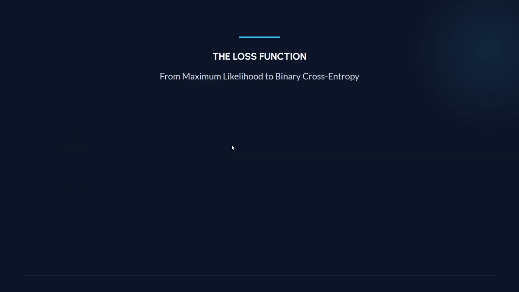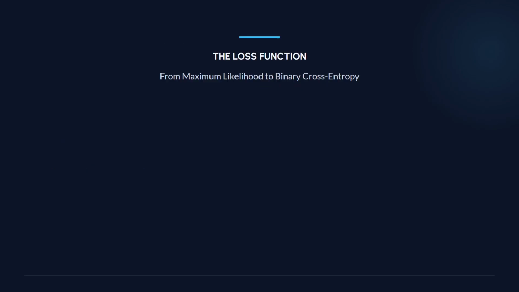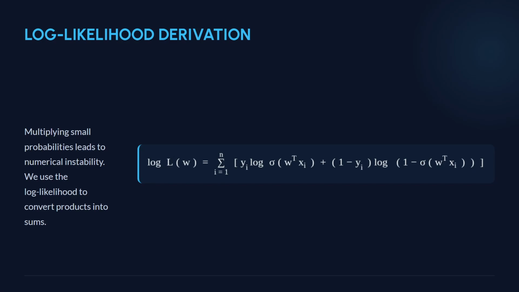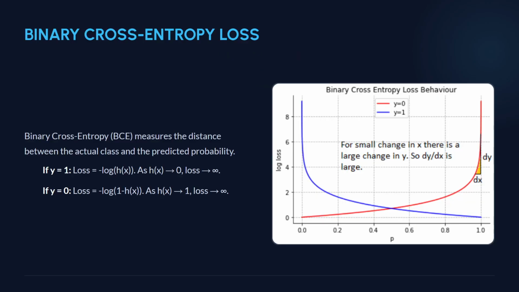Now, what will be the loss function? As we want to maximize this, but we always try to minimize the loss. So to make it a loss function, we will take the negative on both sides, and then our aim will be to minimize that.